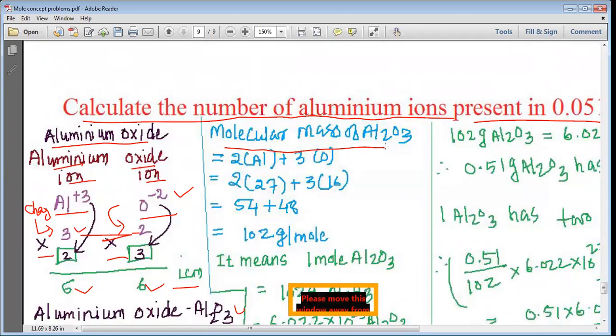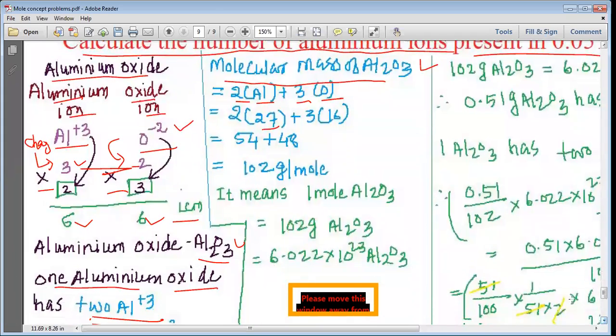Now, to understand this, it is necessary that you calculate the molecular mass of Al2O3. So the molecular mass of Al2O3 is 2 into the atomic mass of aluminum plus 3 into the atomic mass of oxygen. The atomic mass of aluminum is 27, so 2 into 27. The atomic mass of oxygen is 16, so 3 into 16. That gives us 54 plus 48, which gives the molecular mass of Al2O3 as 102 gram per mole. It means 1 mole of Al2O3 is 102 gram.